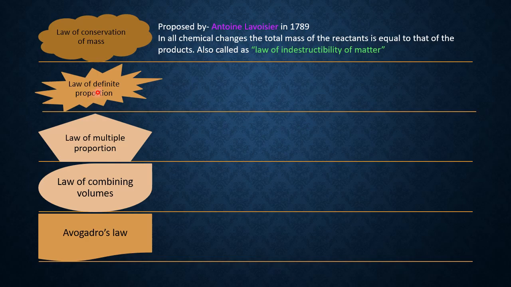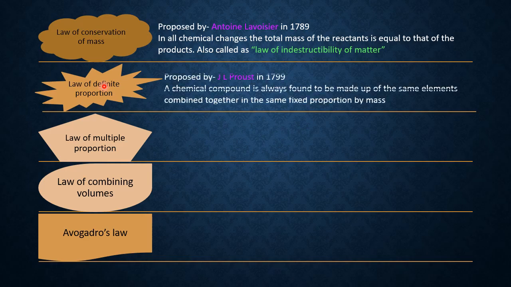Whether a molecule is formed by this method or that method, whether we got it from a different source, irrespective of the source and the method, once the molecule or compound is formed, the proportion between its elements is definite or constant. Let us see the law. This is proposed by J.L. Proust in 1799, and the statement is: a chemical compound is always found to be made up of the same elements combined together in the same fixed proportion by mass.